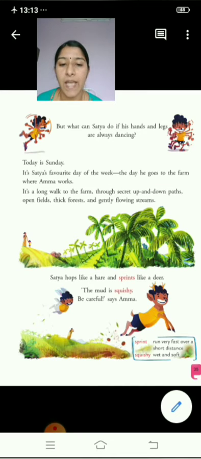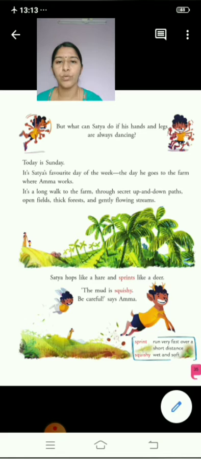Satya hops like a hare and sprints like a deer. The mud is squishy. Be careful, says Amma. Okay, here the meaning for sprints is run very fast over short distance. So it is running very fast over a short distance. Then squishy means wet and soft. The mud is very much wet and soft. Okay, that is the meaning for sprint and squishy.